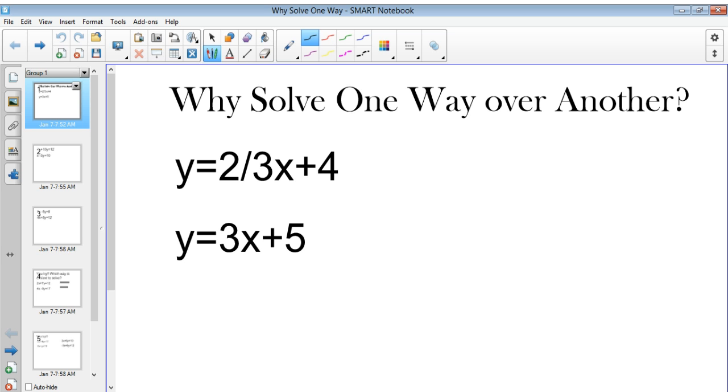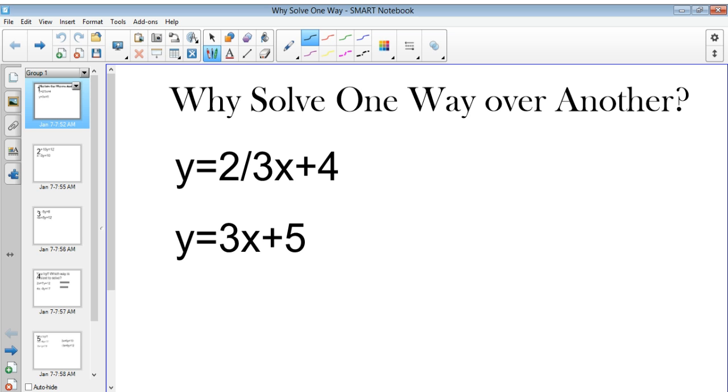Now, the beauty of systems of equations, especially linear ones, is you can solve them any way you would like. You could solve it by graphing technically. You could solve it by substitution. You can solve it by elimination. It doesn't matter which way you solve it. You will get the same answer. However, some ways will be better than others.